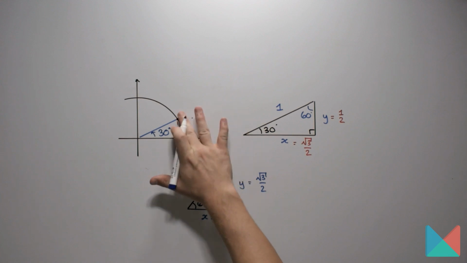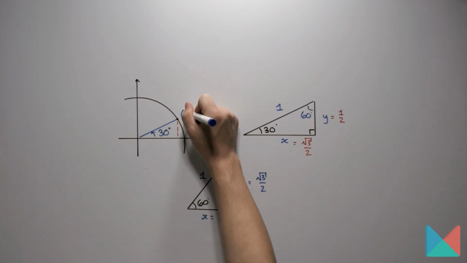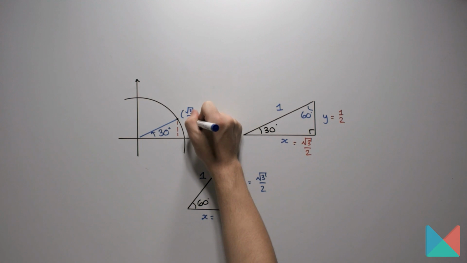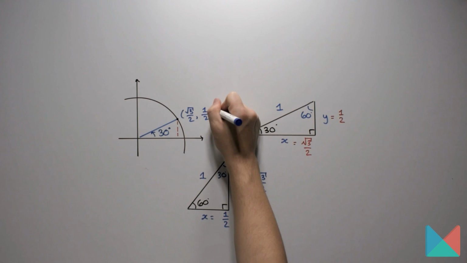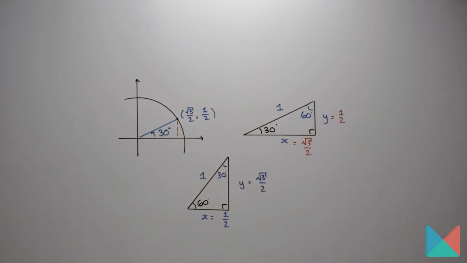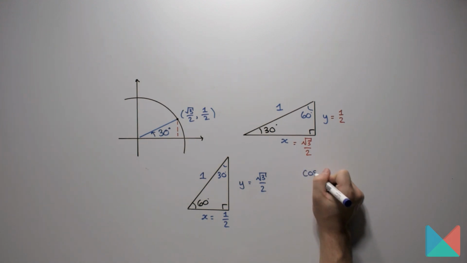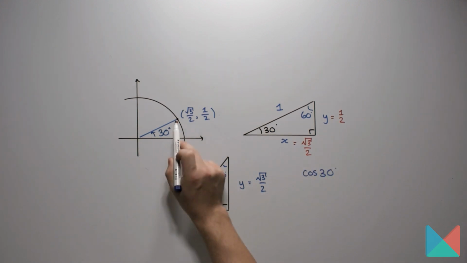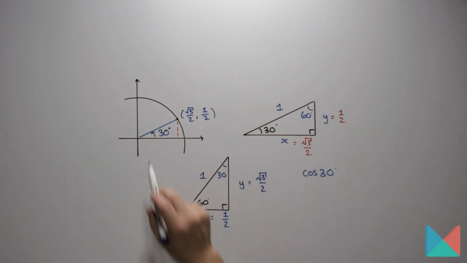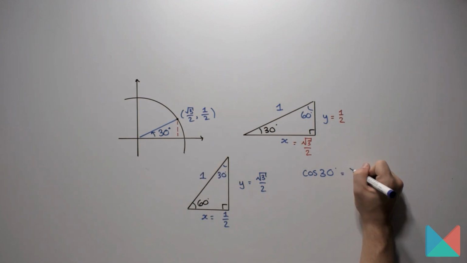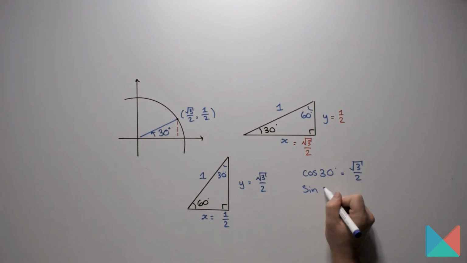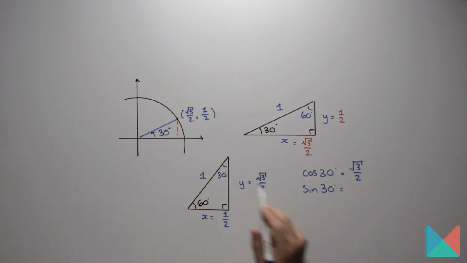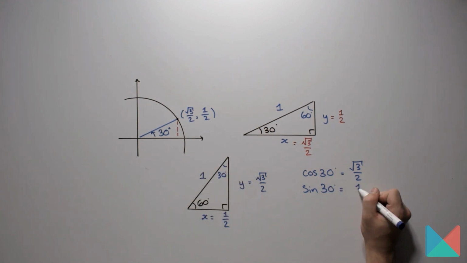So the x component is root 3 on 2, and the y component is a half. And of course, let's relate this to our trigonometric values. So we know that cos of 30 degrees will be the x component of the coordinate on the unit circle at an angle of 30, which is going to be root 3 on 2. And sine of 30 degrees is going to equal our y component, which is a half.